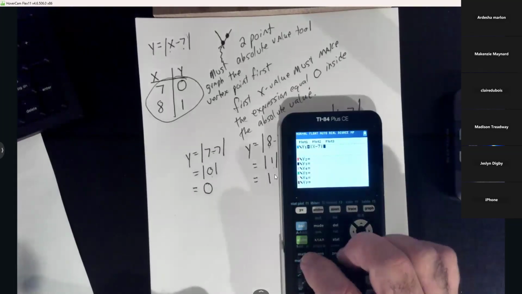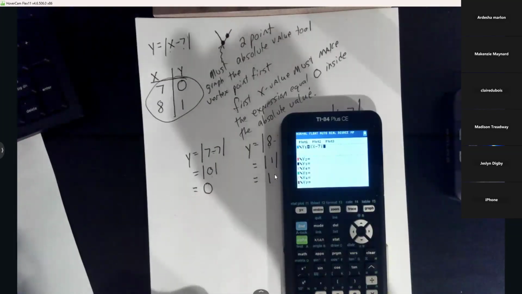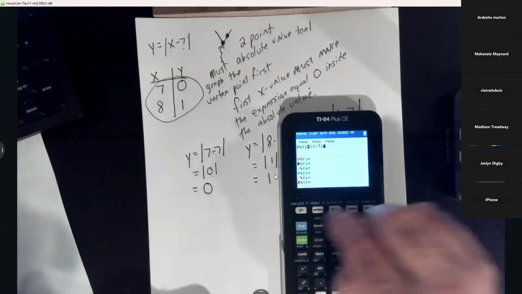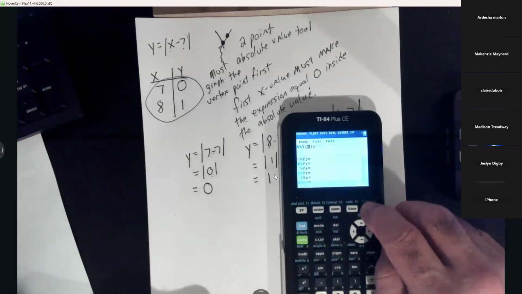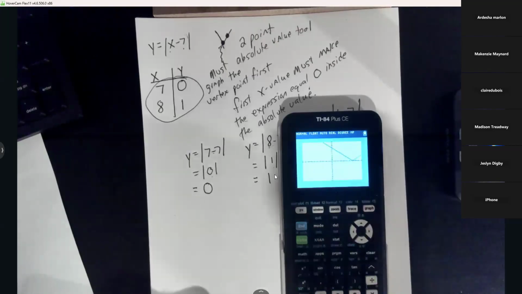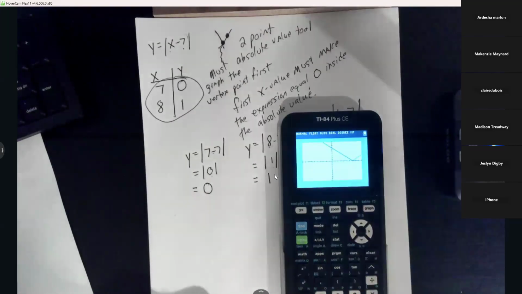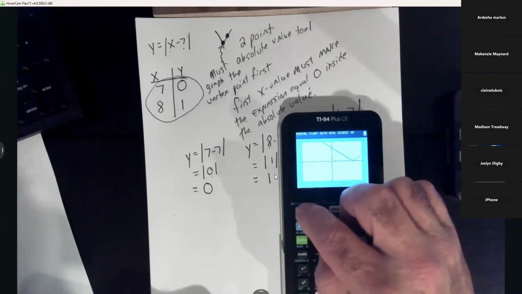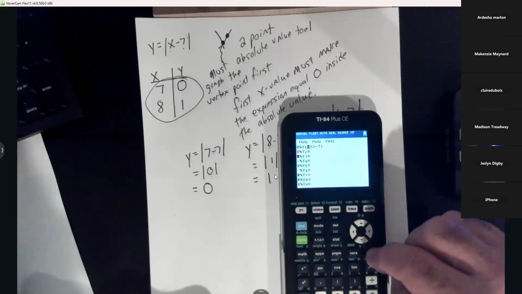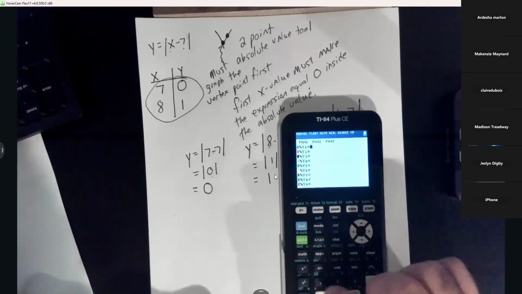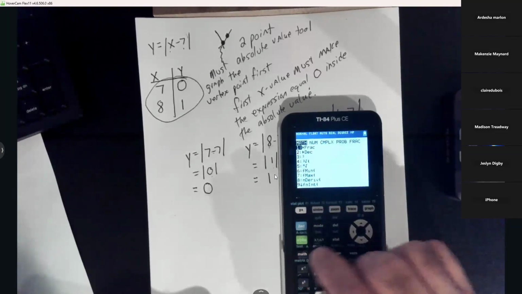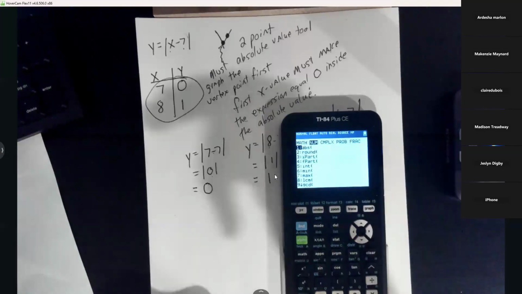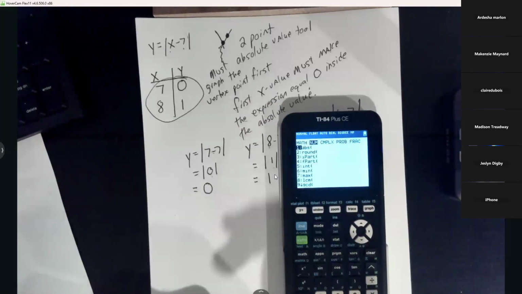All right, so remember, I went to math, and then I arrowed over to number. There you go, X minus 7. So if you hit graph, there's our graph. It went over to the right and makes a V shape, okay? All right, y'all, so remember, to get absolute value, hit math, arrow right until the number is highlighted, and then you see ABS there, okay?